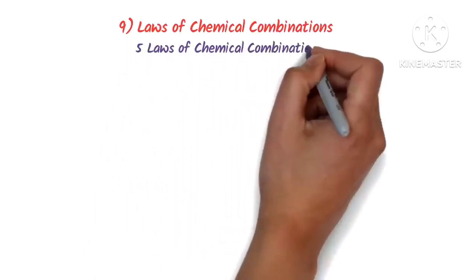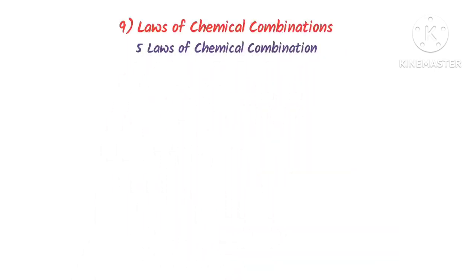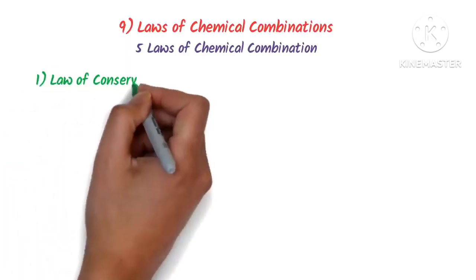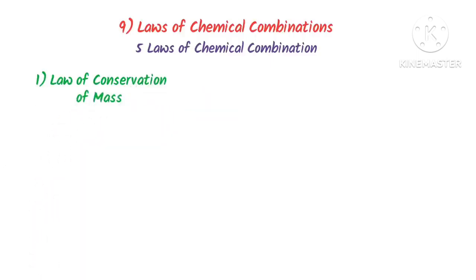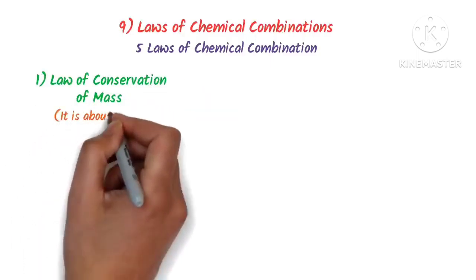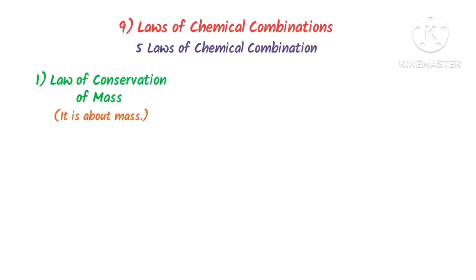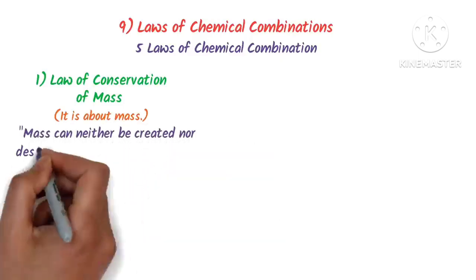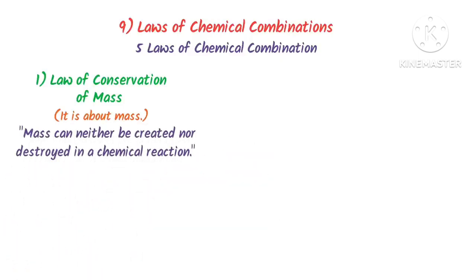The ninth topic is laws of chemical combination. Well, there are 5 different laws or 5 subtopics that describe the basic rules by which atoms and molecules combine together. The first law is law of conservation of mass. Remember that it is all about the mass. It states that mass can neither be created nor destroyed in a chemical reaction.